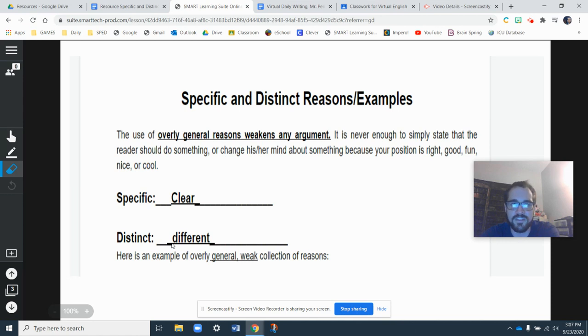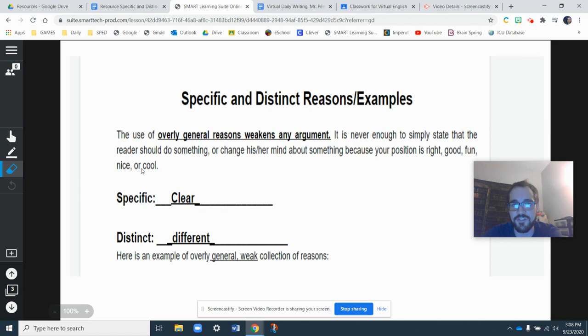The whole point of these is that the use of overly general reasons weakens an argument. It's never enough to simply state that the reader should do something or change his or her mind about something because your position is right. It's good, it's fun, nice, or cool. You can't tell me you believe something because it's fun. You can't tell me you believe it because it's cool. Why? Because it's right. What does that mean? Those aren't super descriptive words.